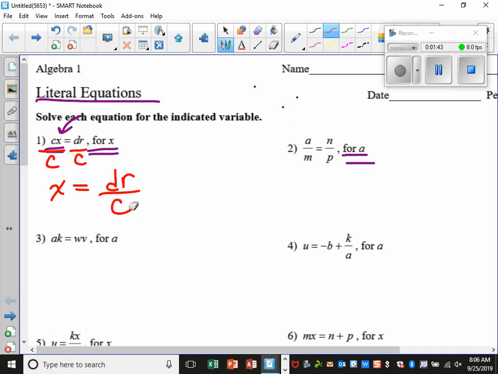And number 2, since it's set up more like a ratio, I would probably go ahead and cross multiply. So I'm going to say AP equals MN. We are solving for A. So again, A is being multiplied by P. So to eliminate P, I'm just going to divide by the P. All right.